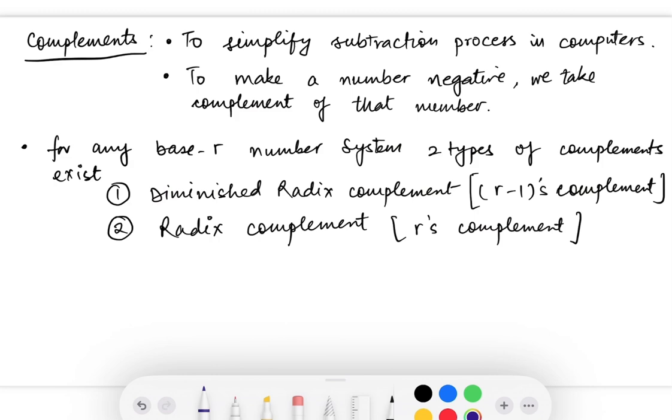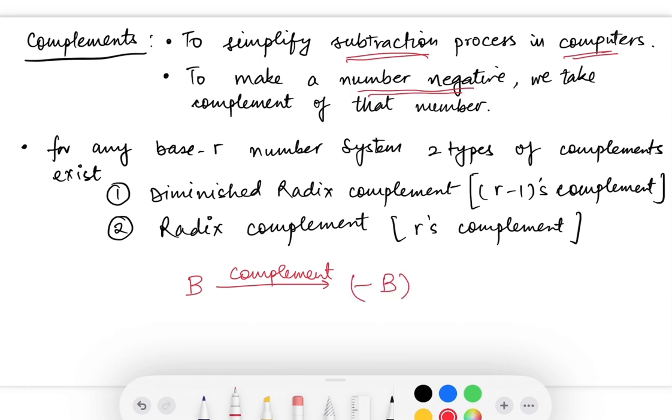So what are complements? प्रोसेस को सिंप्लीफाई करने के लिए कॉम्प्लीमेंट्स आए। कंप्यूटर में सब्ट्रैक्शन कॉम्प्लीमेंट्स को यूज करके ही होता है। अब व्हाट आर कॉम्प्लीमेंट्स? सो टू मेक अ नंबर नेगेटिव वी टेक कॉम्प्लीमेंट ऑफ दैट नंबर। दैट मीन्स if there is a number b and I take complement of this number b, then it will become minus b. And then if again I take the complement of minus b, then it will become equal to b. If I double complement b, then I will get b again. Single complementing it makes b negative.